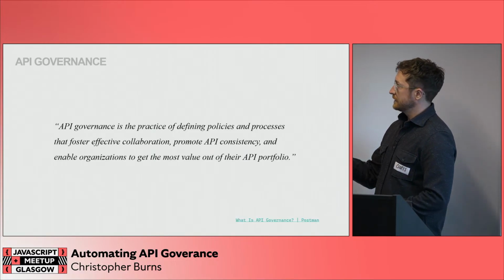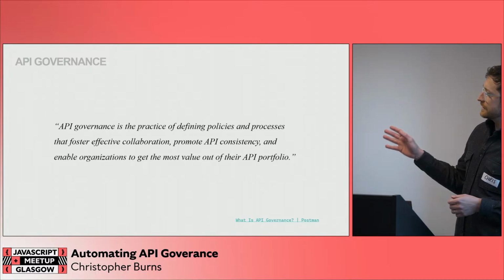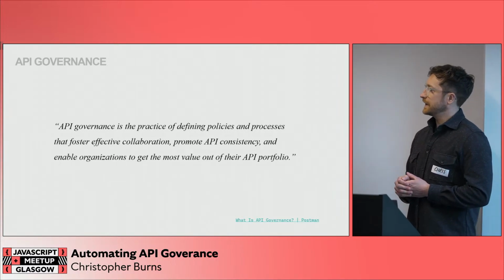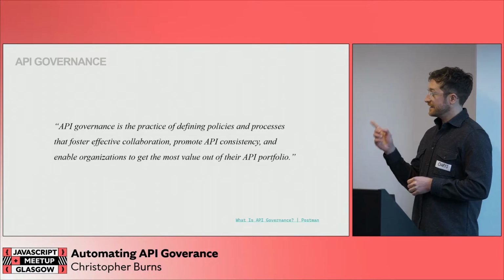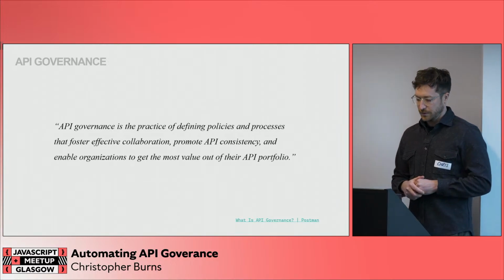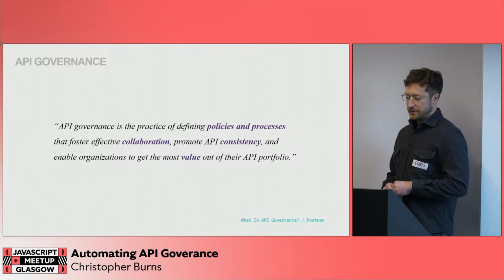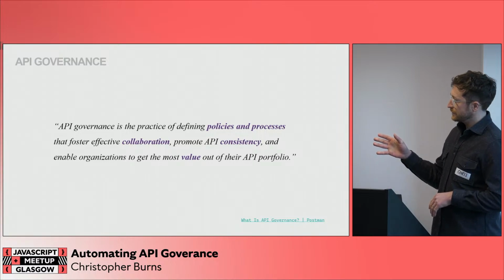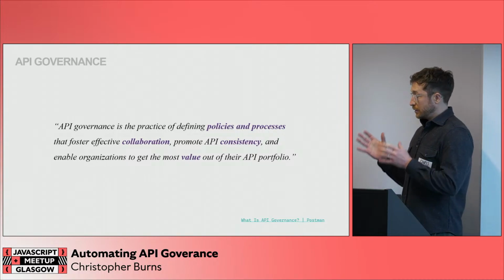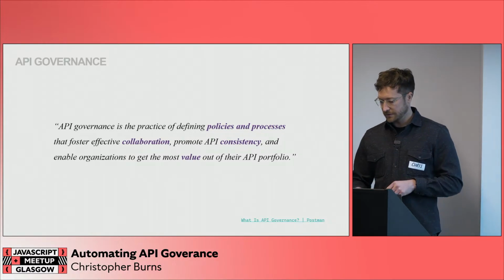I like this definition from Postman, in which they say, API governance is the practice of defining policies and processes that foster effective collaboration, promote API consistency, and enable organizations to get the most value out of their API portfolio. For me, these are the key words and what I'd like to focus on specifically: policies and processes, collaboration, and consistency. And I think the tool we're going to talk about tonight, Spectral, really helps you build value in each of these areas.